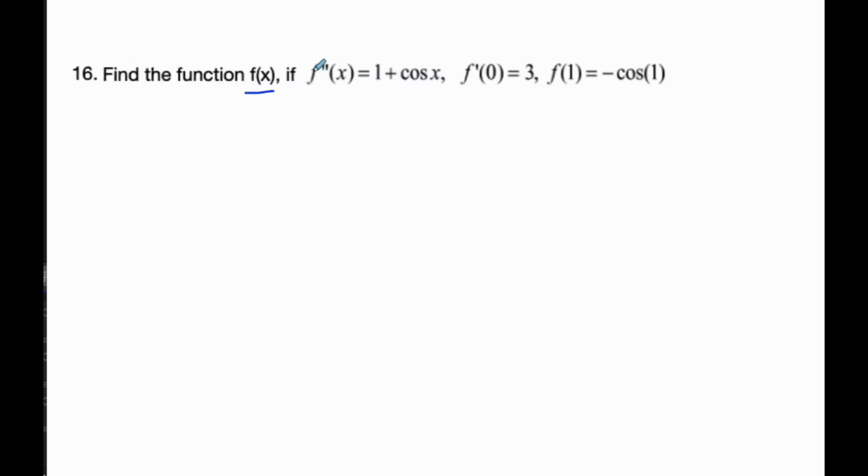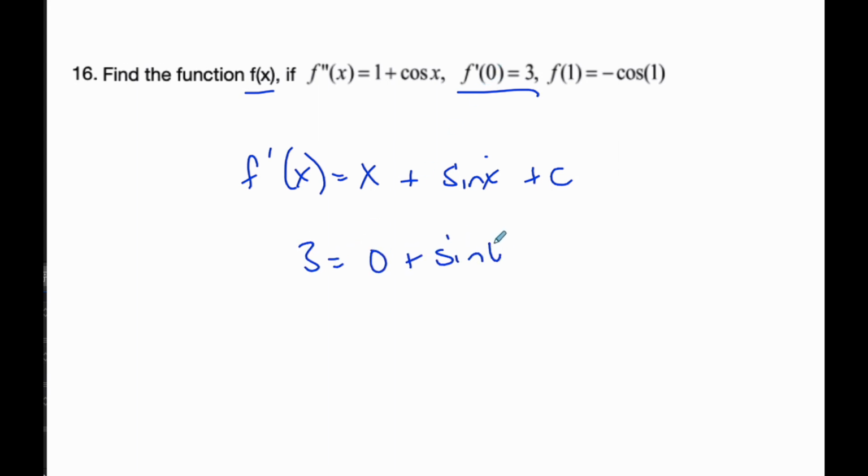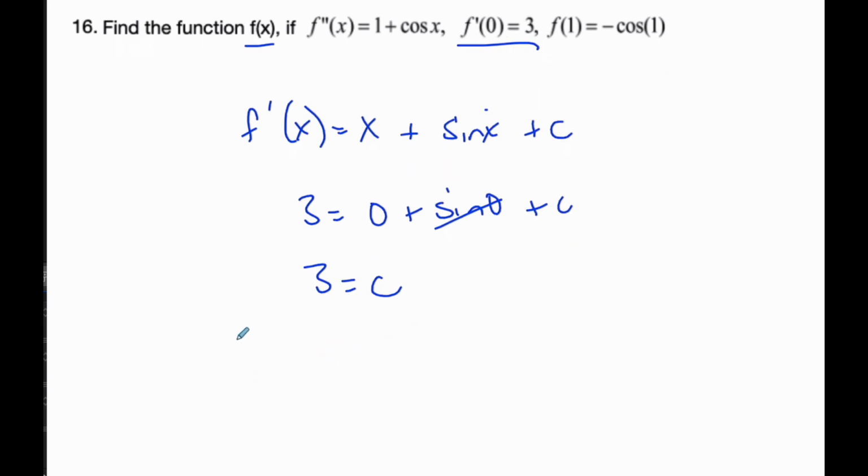Now we're told find f of x where the second derivative is 1 plus cosine x, where f prime at 0 equals 3, and f at 1 is negative cos of 1. So in order to find the function, I have the second derivative, I have to undo it twice. So the antiderivative of this gives me 1 becomes x, and for cosine x, the derivative of sine is a positive cosine, so it stays the same, plus c. And in order to find my c value, I can use this point here. So I know that 3 is equal to x is 0 plus the sine of 0 plus c. The sine of 0 I know is 0, and so 3 is equal to c. So my first derivative is equal to x plus sine x plus 3.